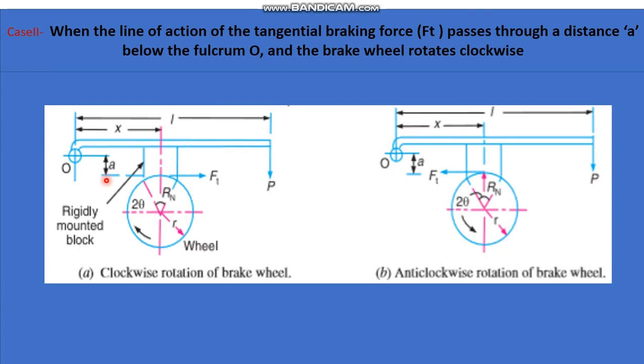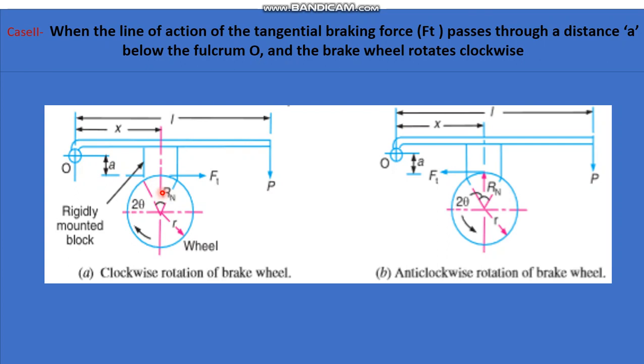Firstly, to find the braking torque we apply the equilibrium theorem, and according to the equilibrium theorem in this system the moment of all these three forces must be equal to 0 when the moment is taken about this fulcrum. In other words, we can say that the algebraic sum of all the moments of the forces must be equal to 0. That means clockwise moment is equal to anti-clockwise moment.